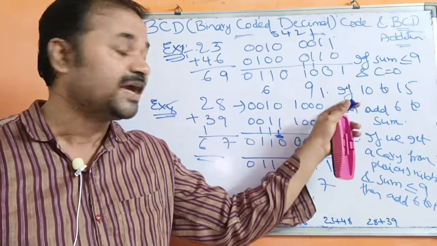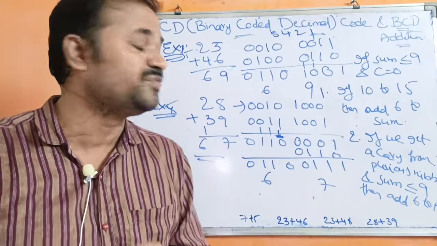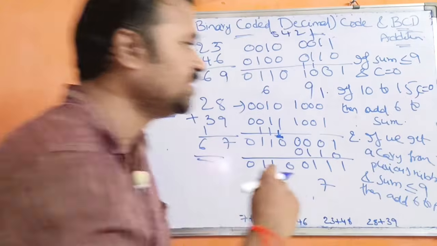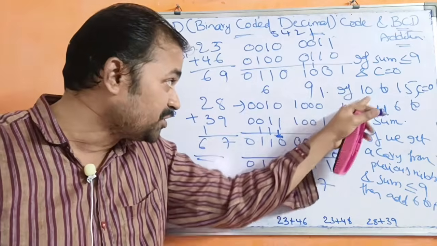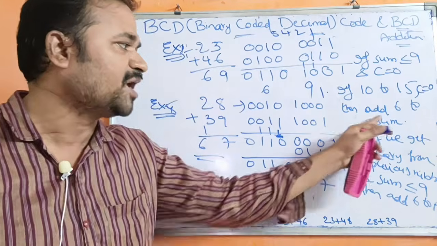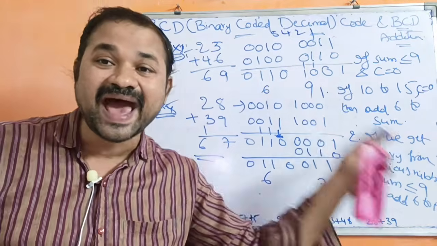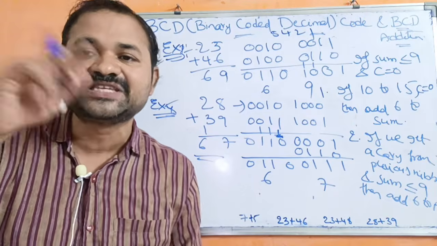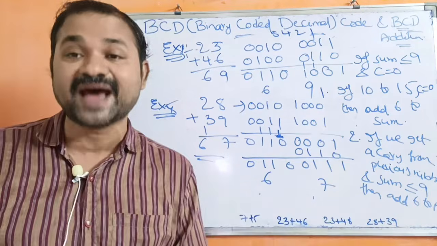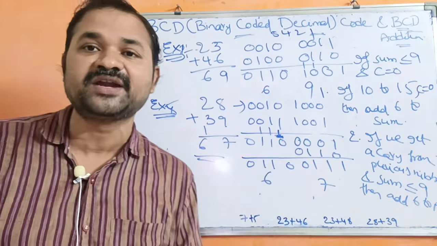Whereas the second rule is, if we get a sum in between 10 to 15, as well as carry is 0, then we can say that 10 to 15 are not valid BCD digits. So we have to add 6 in order to get valid BCD digits. And the third rule is, if we get a carry from the previous nibble, that means if C is 1 from the previous nibble, as well as sum is less than or equal to 9, then we have to add 6 to the previous nibble in order to get the correct sum.